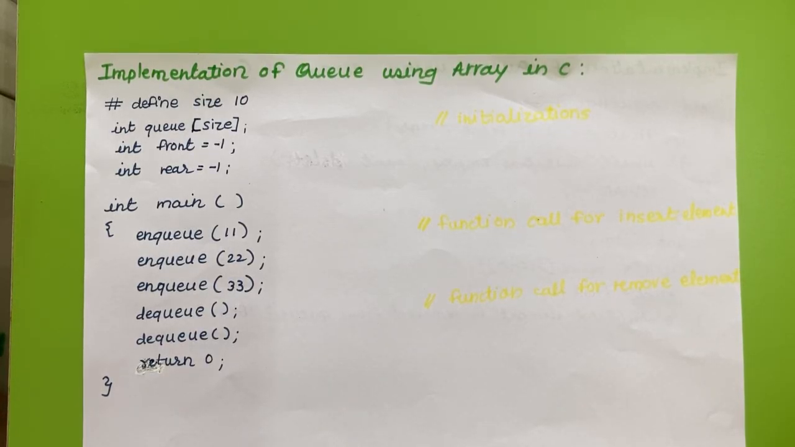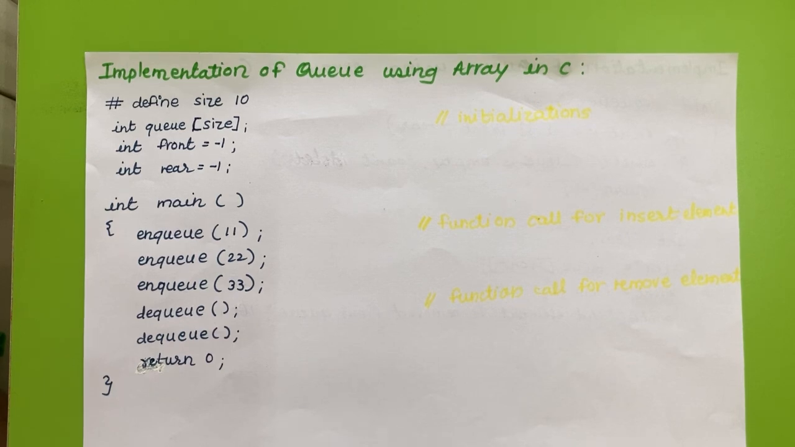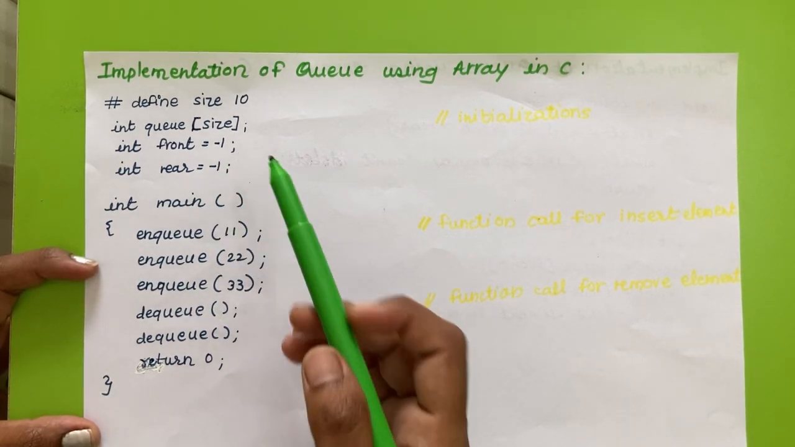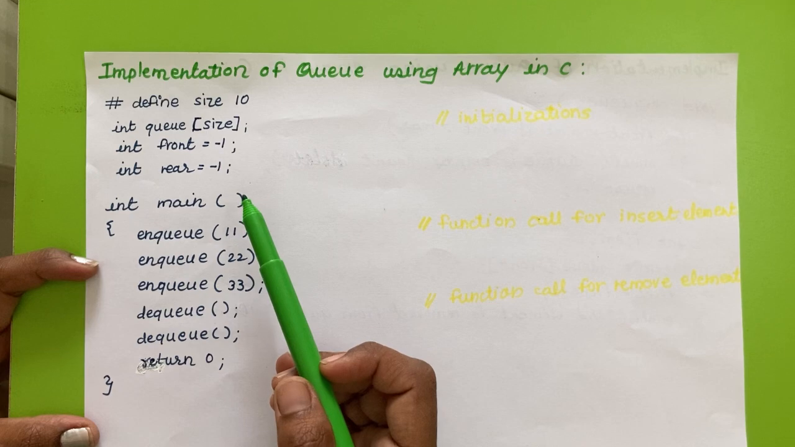In this video, we are going to learn the implementation of queue using array in C. The queue can be implemented with the help of array as well as a linked list, but in this video, we are learning to implement queue using array.